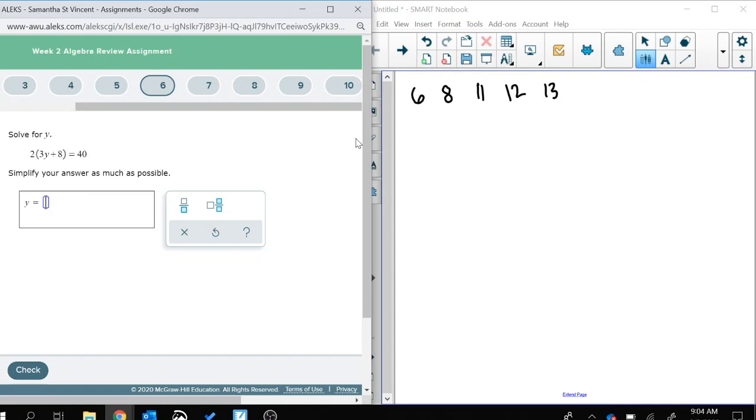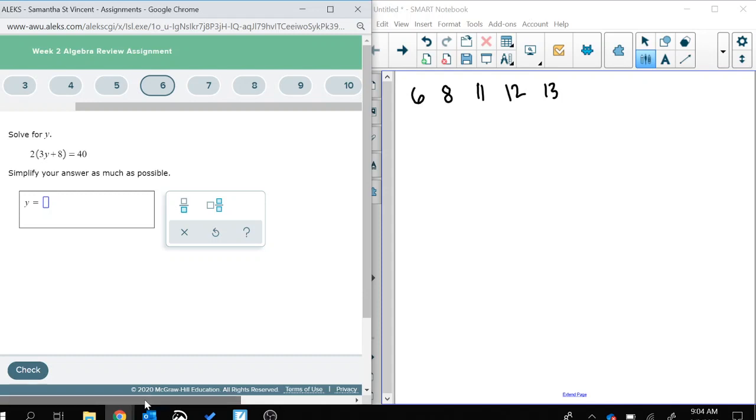Right now I'm going to go through just a couple of the problems off of your week 2 algebra review assignment in ALEX. I know this is something you guys did and should have done a lot of last year in Algebra 1, but it has been a while since we've done some of these things. So I'm going to skip the first few, which are a little bit simpler.